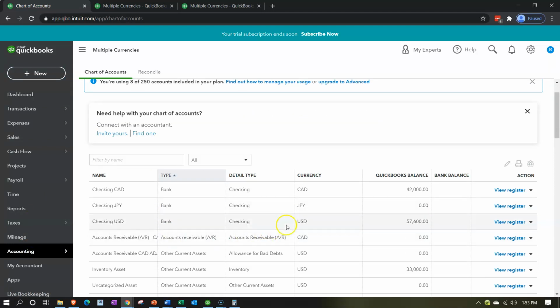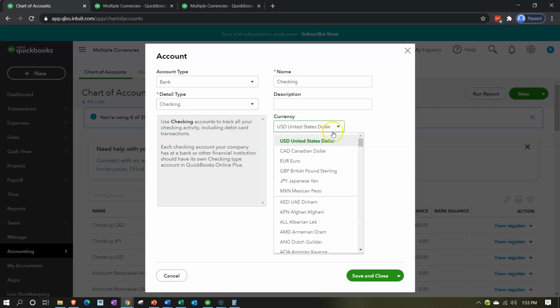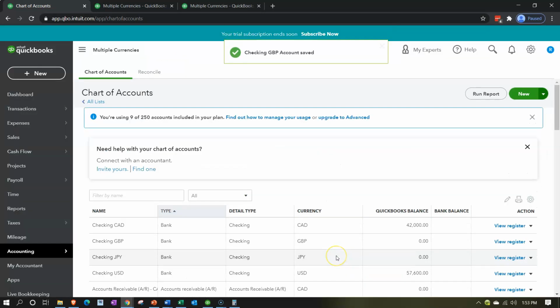So I need another checking account, new checking, and let's make this a bank type of account, a checking account, but this one's going to be in the GBP, which doesn't stand for Great British Pounds, but stands for British Pound Sterling for some reason. And then we're going to say this is checking for the GBP. There we have it. Let's save that. So now we have the checking account there. Now we need to transfer money into it.